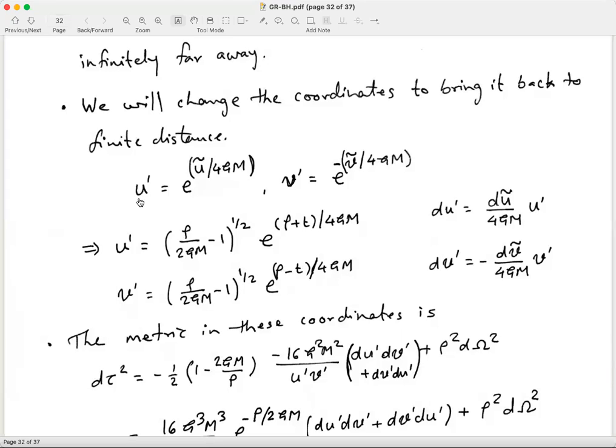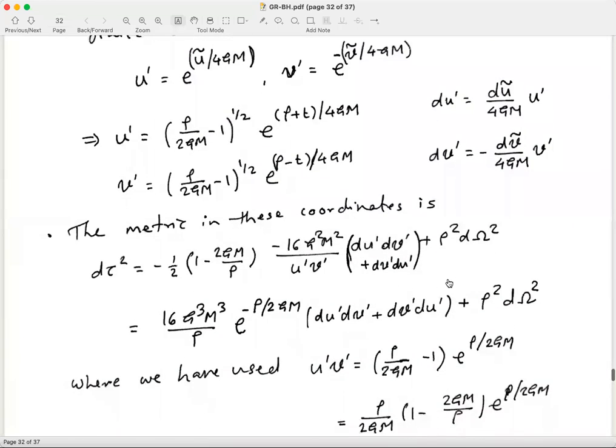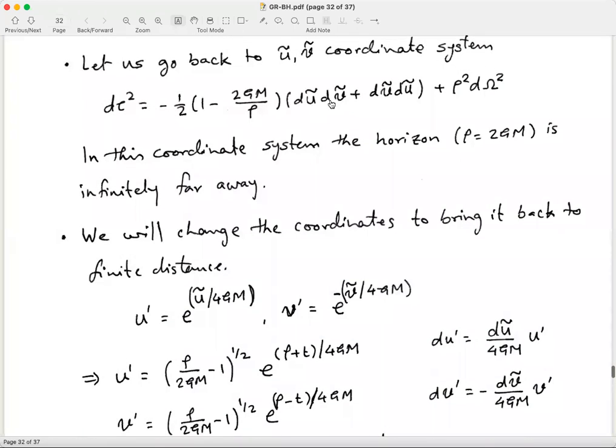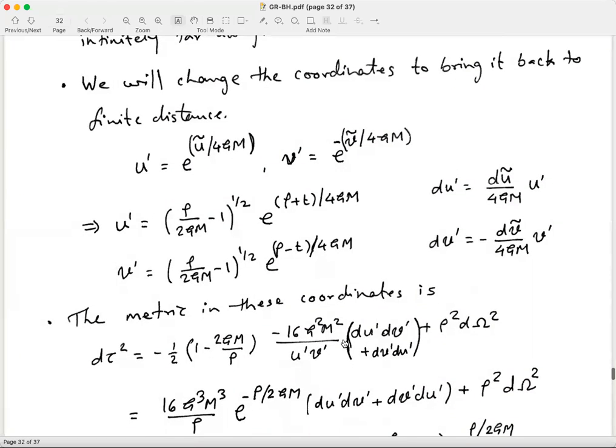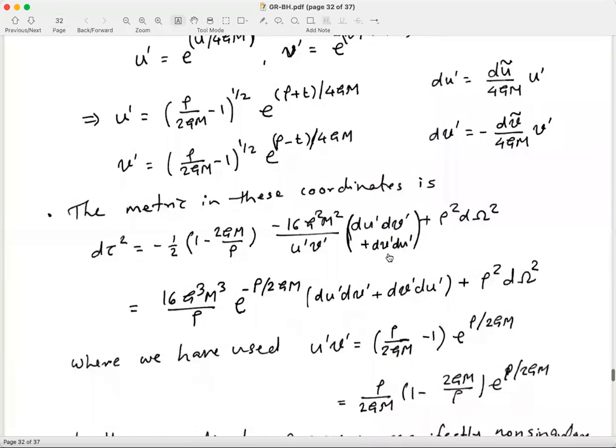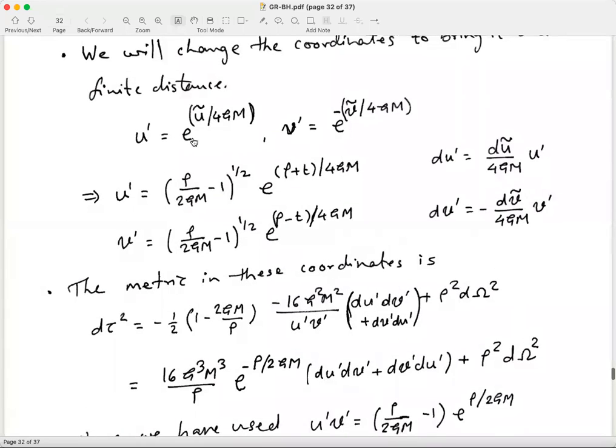Given this definition, you can write down du prime and dv prime in terms of du tilde and dv tilde in this particular form, and just plug it back in. Once you plug it back in, you can manipulate the factors, because you really need du tilde and dv tilde only. All these factors go and sit out here, and that is the reason why you get a u prime times v prime in the denominator for this piece.